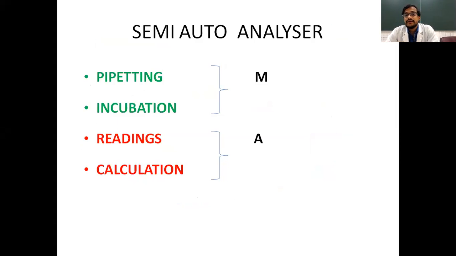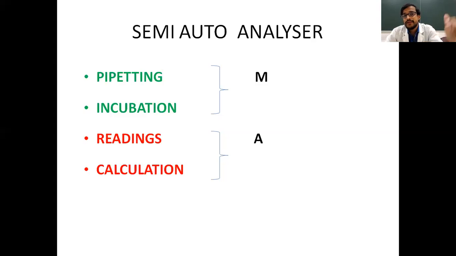In the semi-auto analyzer, the pipetting and incubation are done by us. We'll take the reagent and the sample in a test tube, which is known as a Rhea vial. Incubation is done at room temperature, or in an incubator. So the pipetting and incubation will be done by us, and we'll give this solution to the analyzer. It will take the readings, take the ODs, calculate, and display the result on the display.